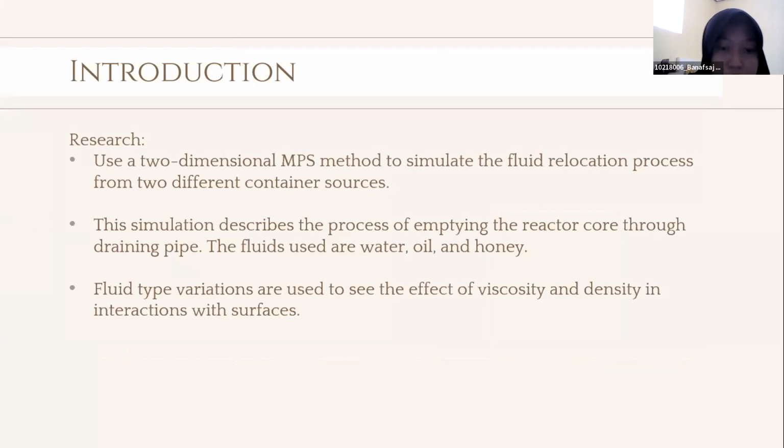In my research, the purpose of the study was to use a two-dimensional MPS method to simulate the fluid relocation process from two different container sources. The simulation describes the process of emptying the reactor core through draining pipes. The fluids used are water, oil, and honey. Fluid type variations are used to see the effect of viscosity and density in interaction with the surface.